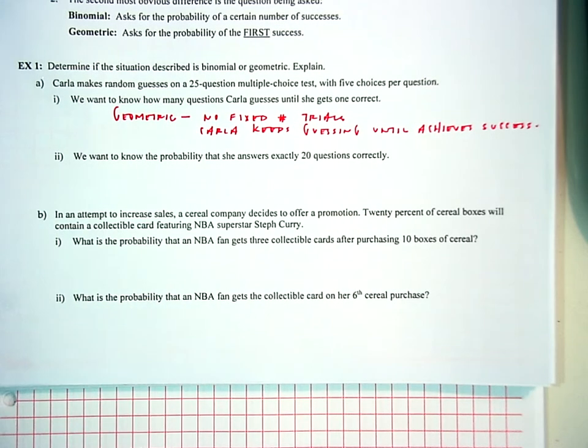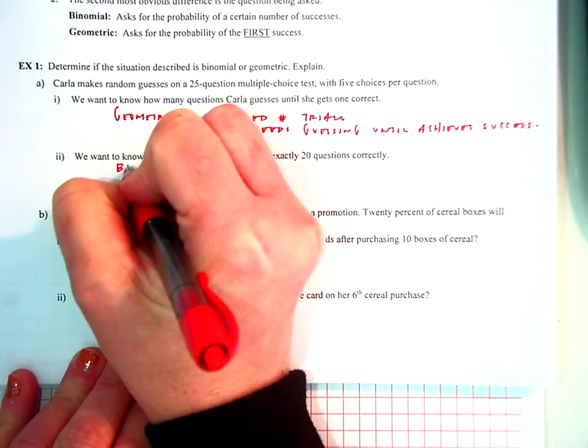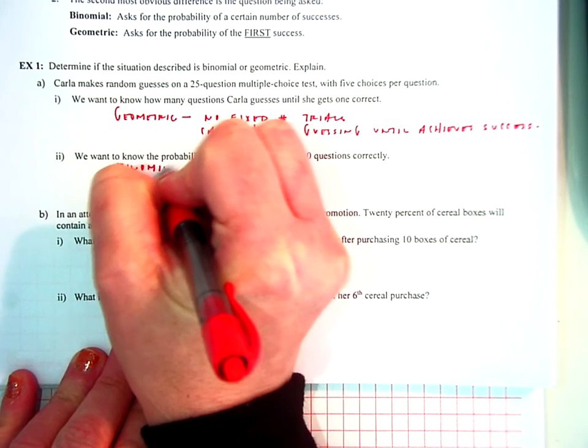Okay, for 2, we want to know the probability that she answers exactly 20 questions correctly. So we're saying, well, there's a 25 question multiple choice test. What is the likelihood that she gets exactly 20 questions correctly? Well, that's binomial. So here this would be binomial.